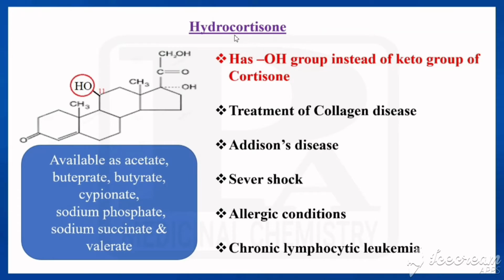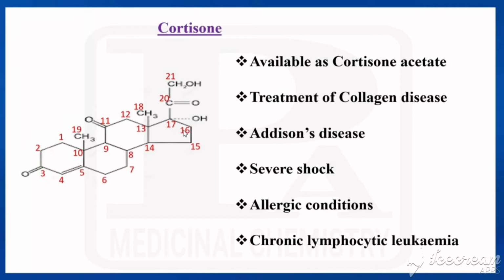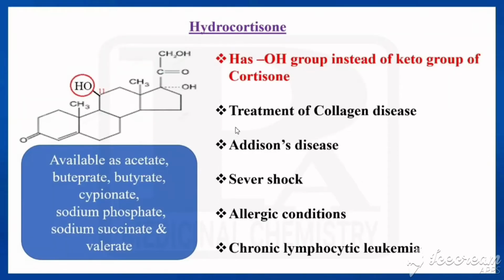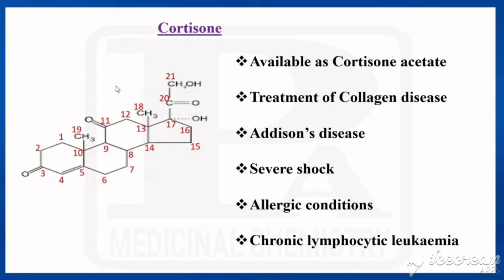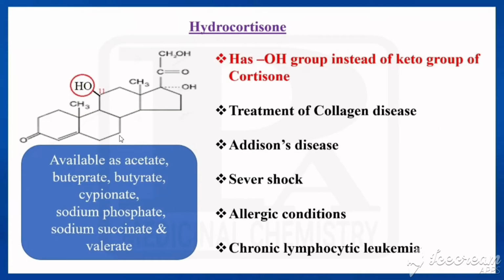Next drug is called hydrocortisone. Look at the structure. Same as that of cortisone. In 11th position, cortisone is having ketone. So instead of ketone, this one is having hydroxy group. So that's all. It has a hydroxy group instead of the keto group of cortisone. This 11th ketone is replaced by means of hydroxy group. That is called as the hydrocortisone.